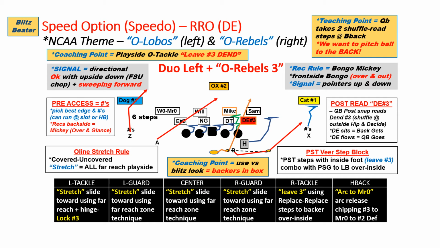H now is going to arc release and block number 2 defender, which is the Sam. If we ran this to the slot side, then the A receiver would block that number 2. So you can see we can run it both ways. That's what makes it a great blitz beater concept.